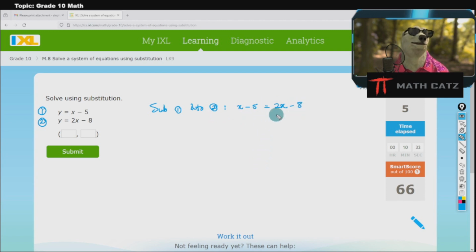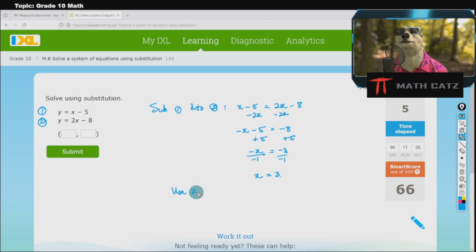Now I'll move all the variables to the left by subtracting 2x to get negative x minus 5 equals negative 8. I'll add 5 on both sides to get the numbers on the right. And I will get a negative 3 here. Then I'll divide by negative 1 to get x alone, and it equals 3. Then we can use equation, well, I'll use equation 1 because it is simpler. Go for the simple option.